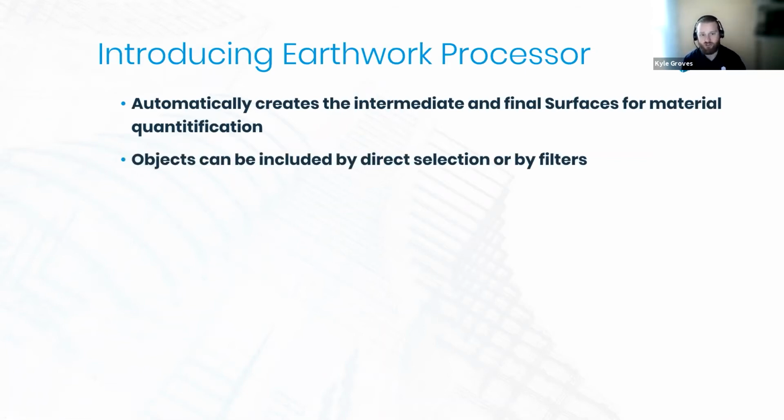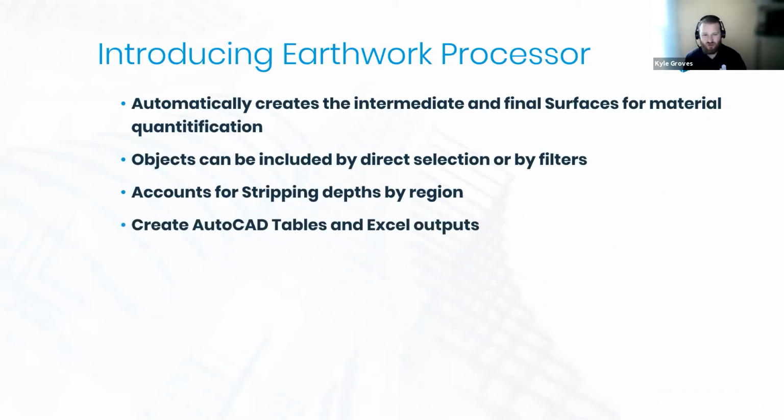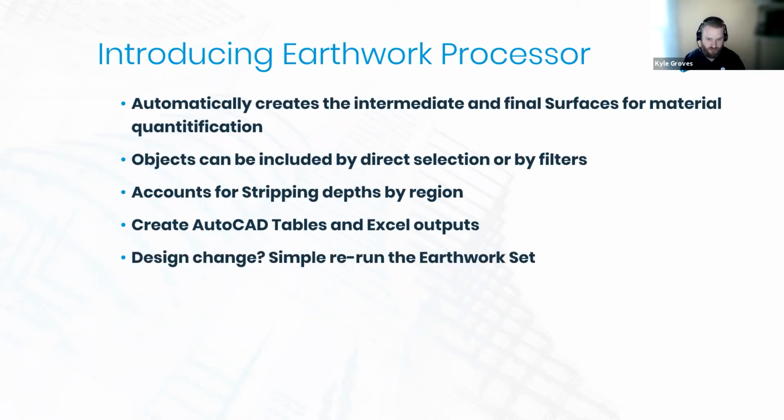The objects that we're going to be using for that, we can include either by direct selection, or we can create a filter that's going to collect different objects with particular criteria. We're also going to be able to account for stripping of our existing surface, and we can even do that by region. So if we have different geotechnical materials, some lower quality or higher quality than others, we can really drill into just how much material we have to remove from our existing. With this tool, we can also create AutoCAD tables and Microsoft Excel files that we can then use to increase the quality of our deliverables or to plug into our other QTO calculations.